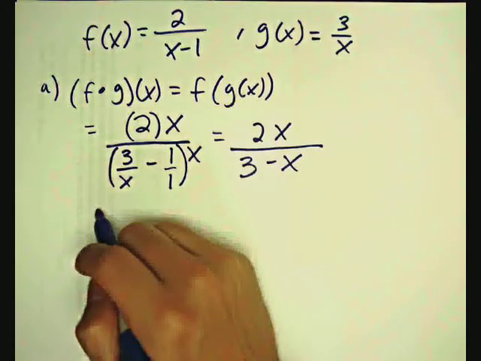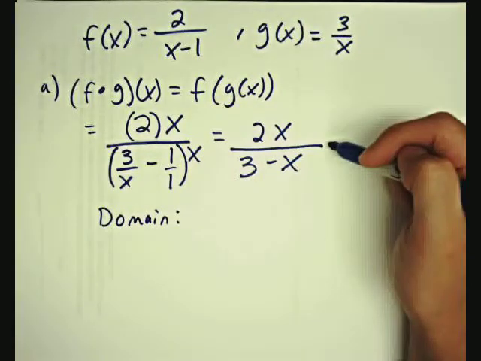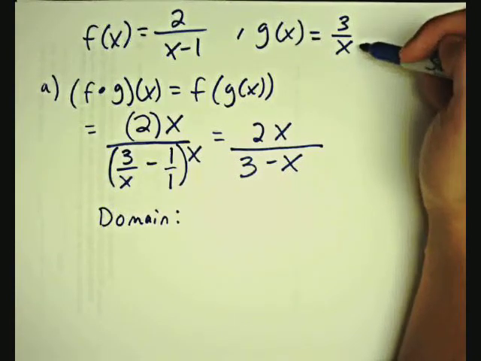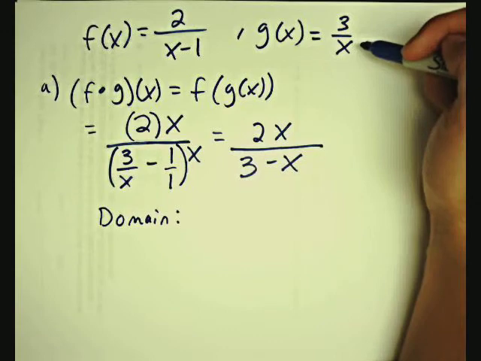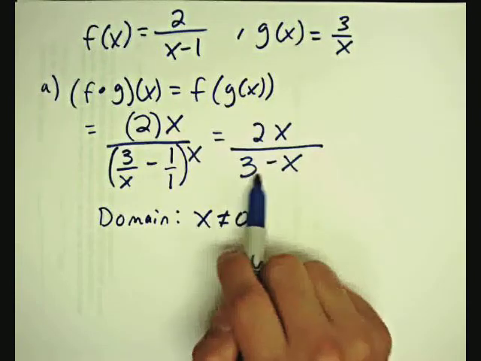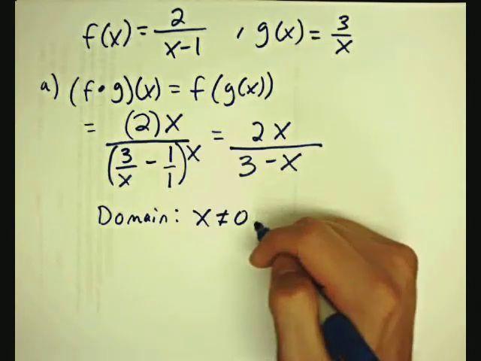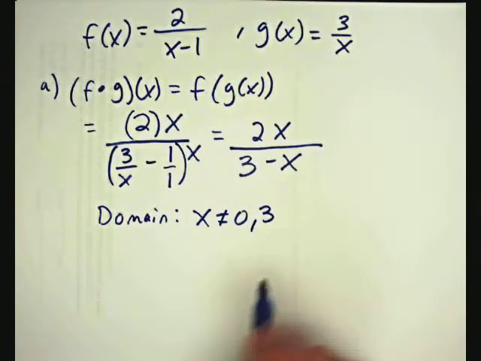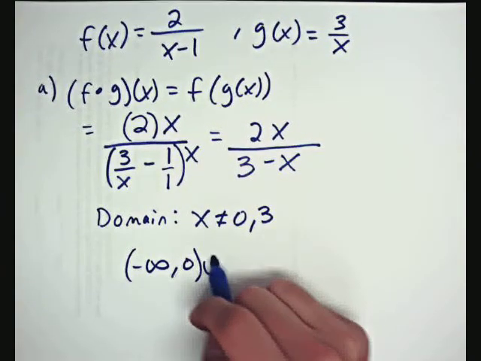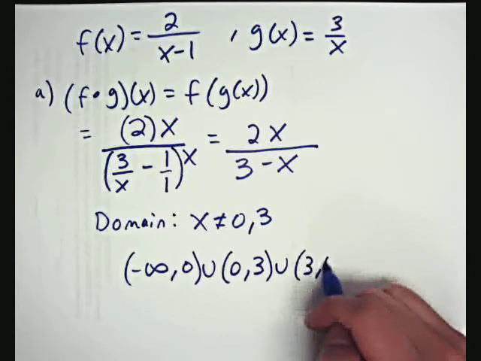For the domain, we want to combine the domain of the inside function, which is g, with the result that we got. For the function g, 3 over x, if x is 0, we're dividing by 0, so we want to exclude 0. And in 3 minus x, if x is 3, we would have 3 minus 3, so we also want to exclude 3. So our domain is negative infinity to 0, 0 to 3, and 3 to infinity.